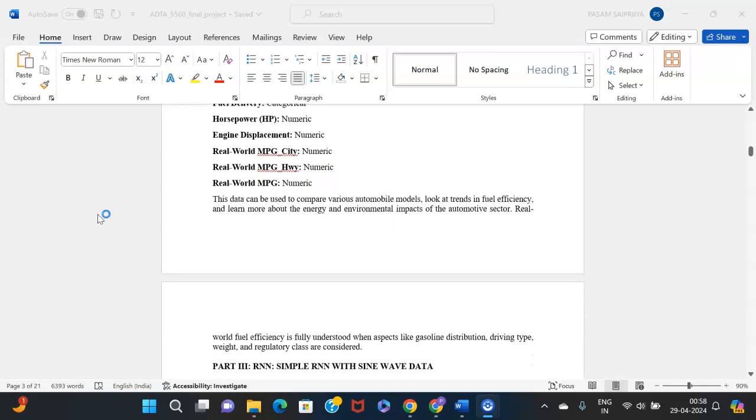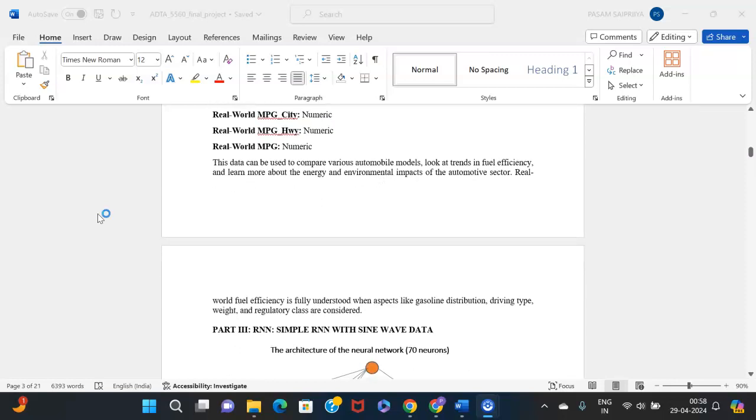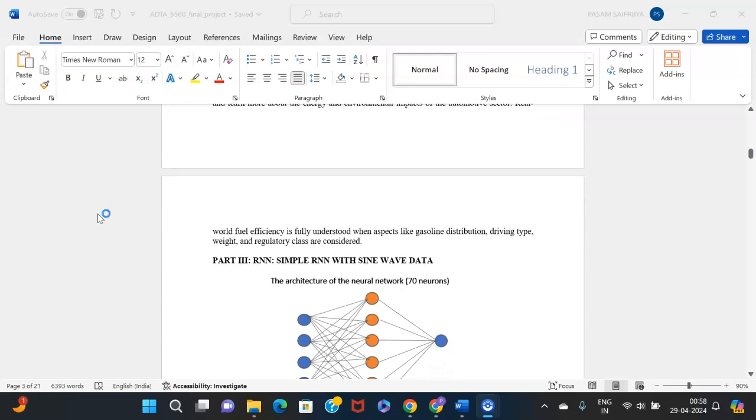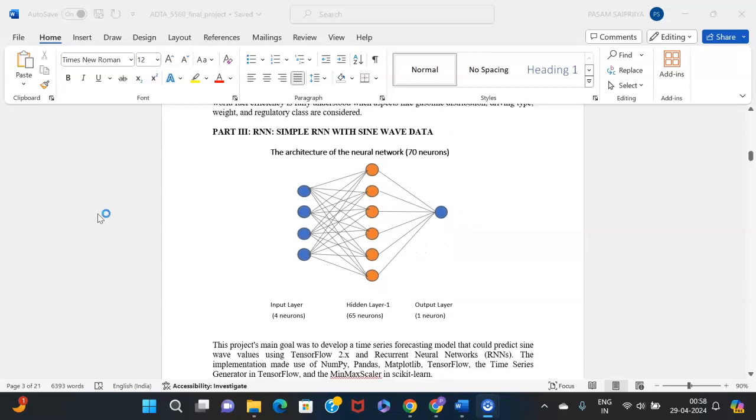This data can be used to compare various automobile models, look at trends in fuel efficiency, and learn more about the energy and environmental impacts of the automotive sector. Real world fuel efficiency is fully understood when aspects like fuel delivery, drive type, weight, and regulatory class are considered.